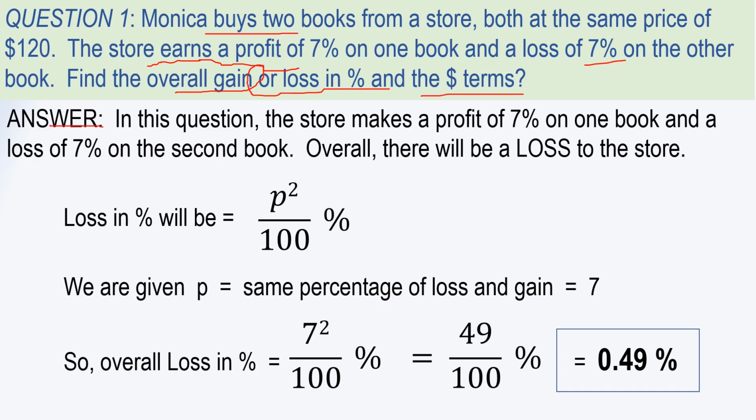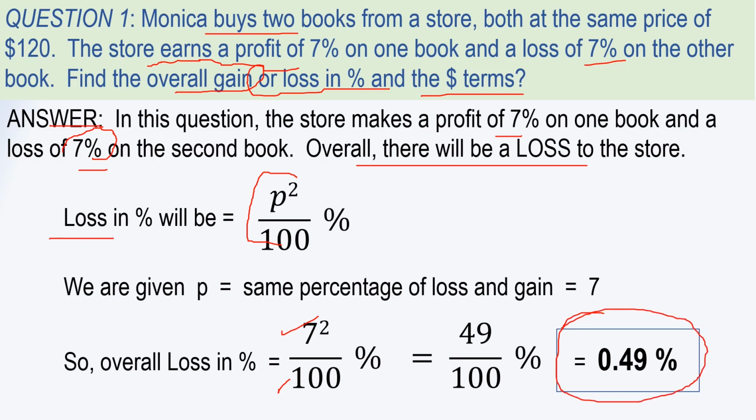So the answer for this is, in this question we are given that the store makes a profit of 7% on one book and a loss of 7% on the second book. So what we are given is that P is equal to 7. Overall we know of course there will be a loss, and the loss percentage will be given by P square by 100%, that is 7 square divided by 100%, which is equal to 0.49%. So this is a very quick method. Straight away we applied the formula P square by 100% and we got the overall loss that was made by the store.